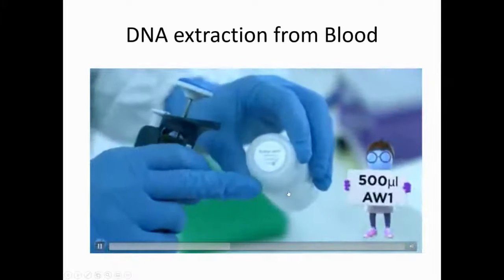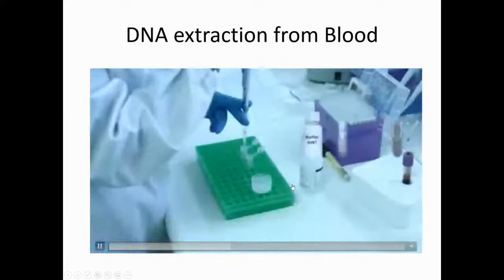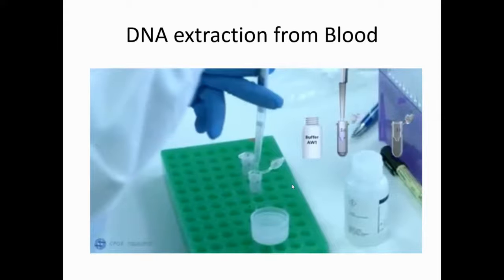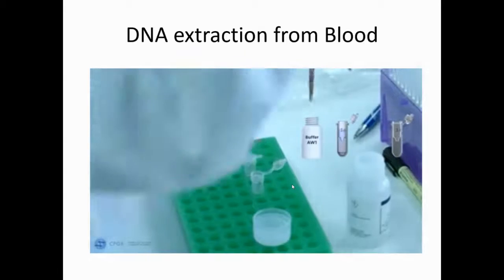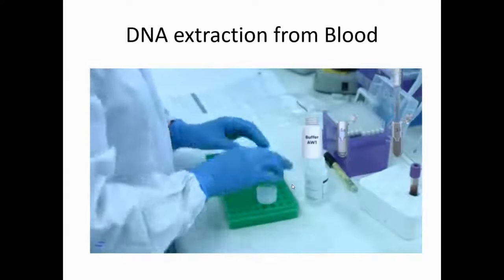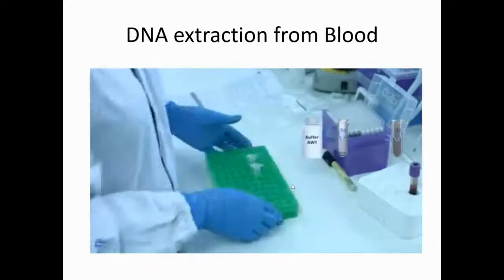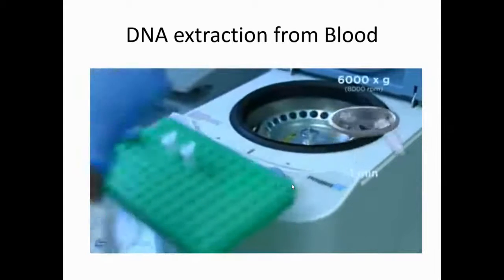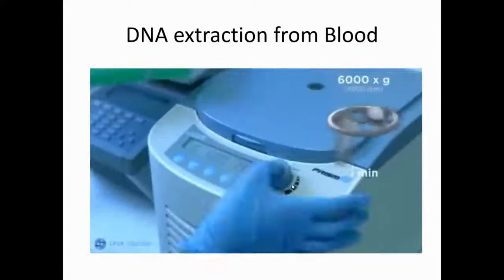Carefully open the spin column and add 500 microliters of AW1 buffer, taking care not to wet the rim. Remember to change your tip between each sample. Close the caps and return the samples to the centrifuge, and centrifuge 1 minute again at 6000 G, that is 8000 RPM.